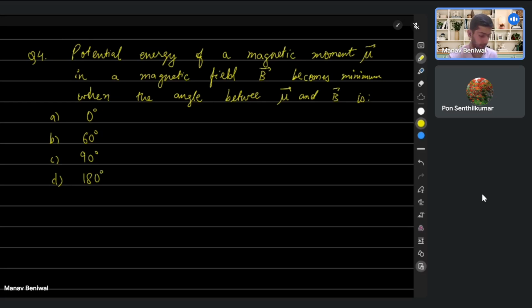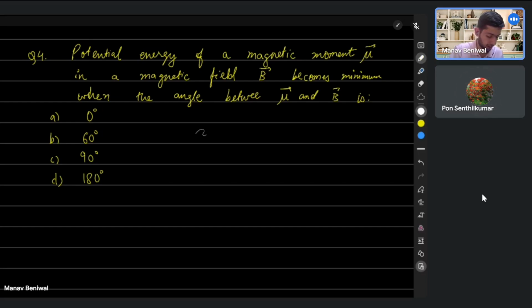Do you know the answer to this one? At what angle is your potential energy minimum? 90 degrees, sir. No. Okay, let me draw a diagram.